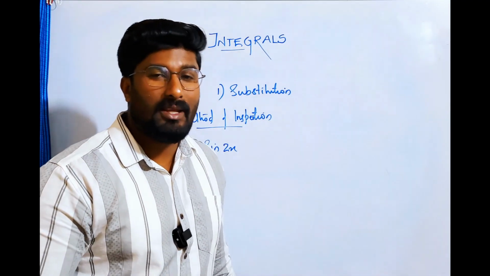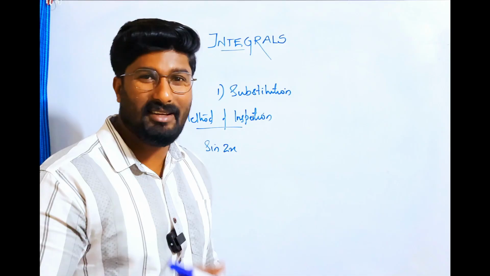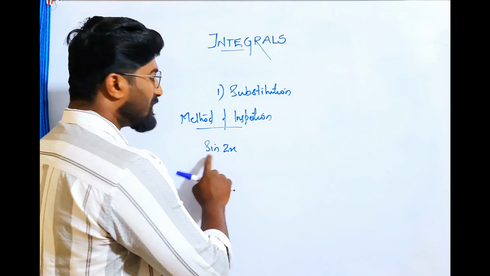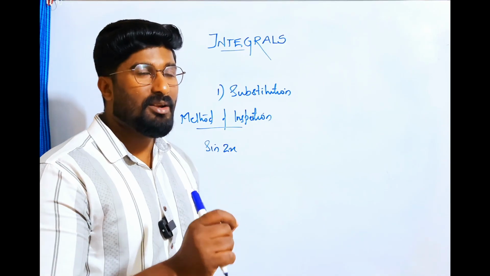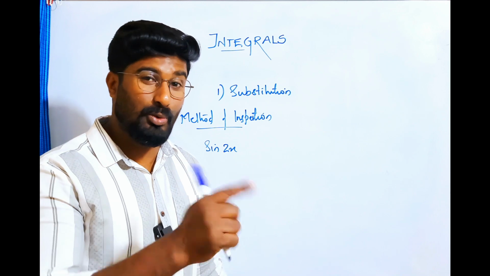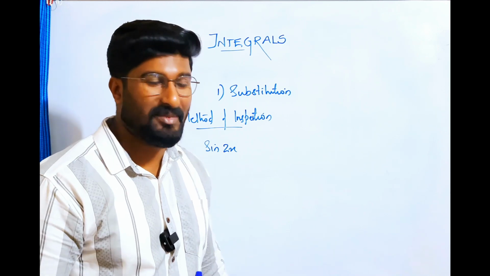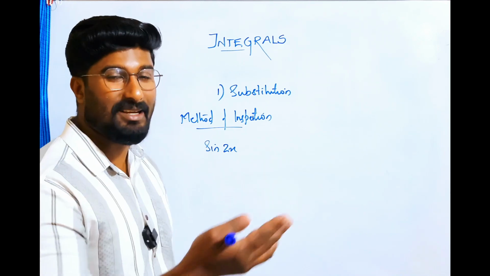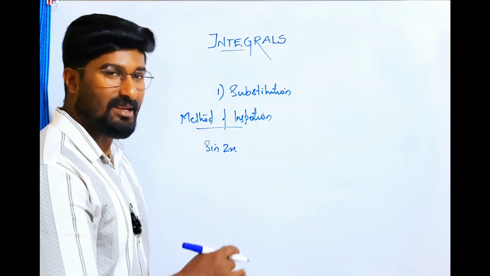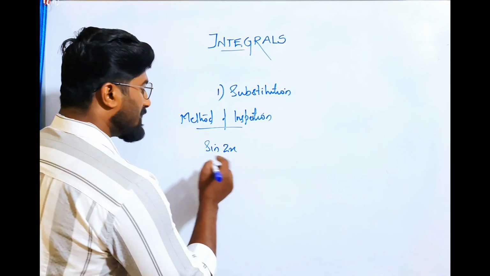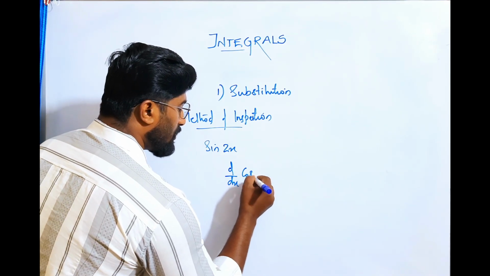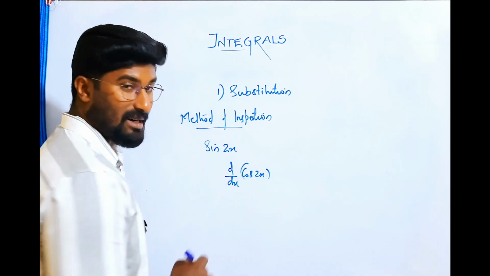Let's check first of all what the inspection method is. It is one of the easy methods. Suppose you want to find the integral of sin 2x. In the inspection method, we have to search whose derivative is the given function. That means let's check whose derivative is sin 2x. You know that sin 2x is the derivative of d/dx of cos 2x. Clear?